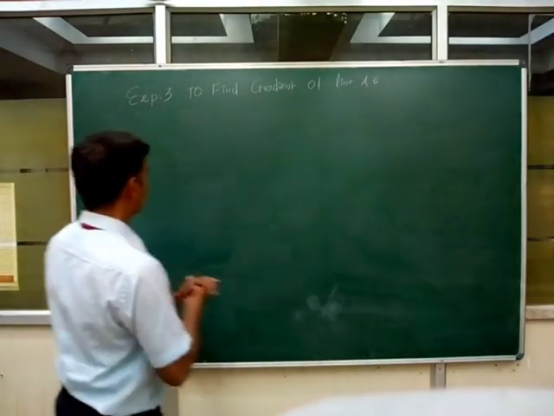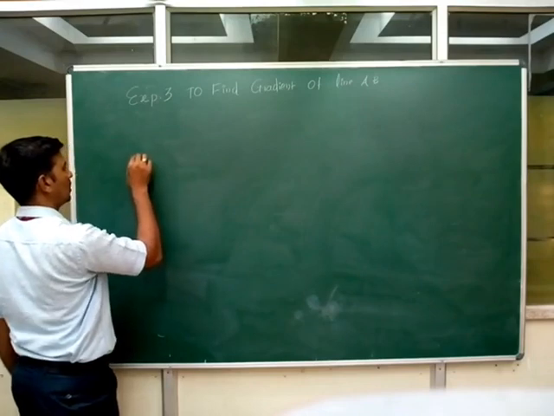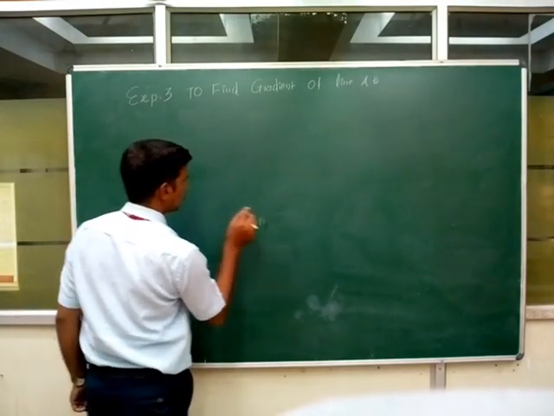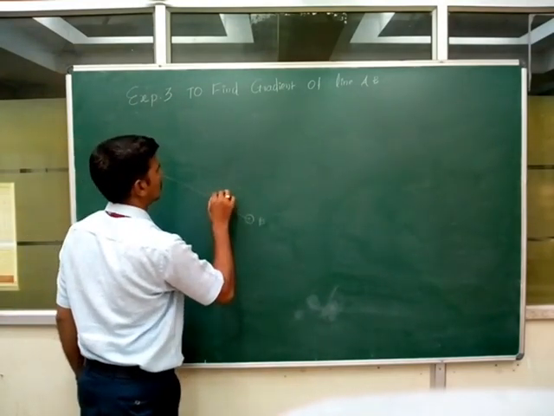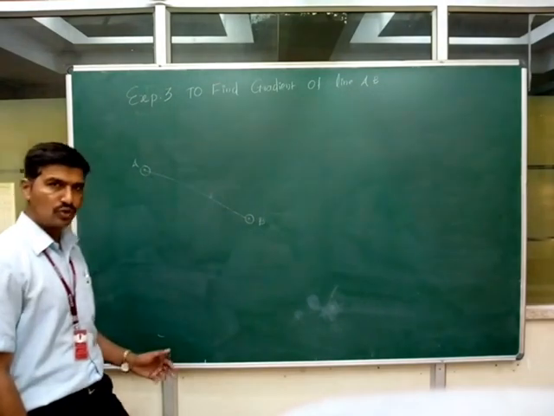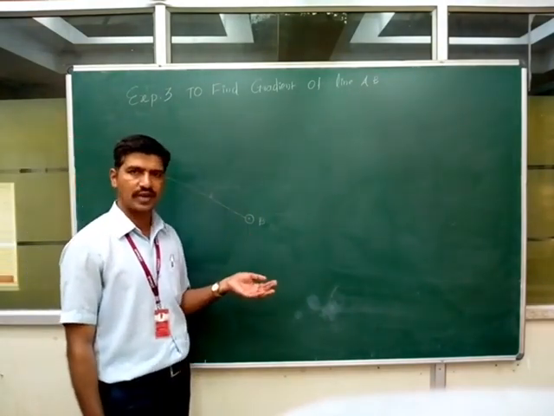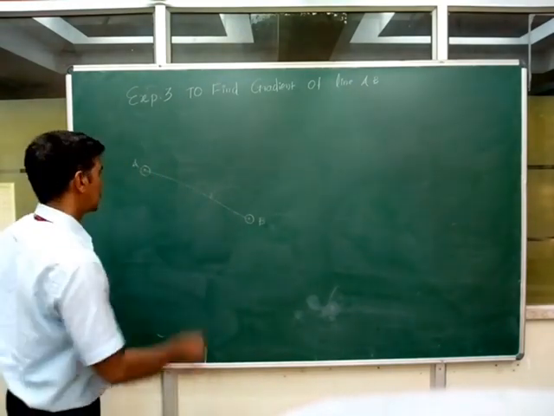If you look at this figure, say this is point A and say this is point B. Joining these two points, this line has a slope. So to find out the slope of a line, or we can say the gradient of a line, that is our today's task. So how are we going to find out the gradient?